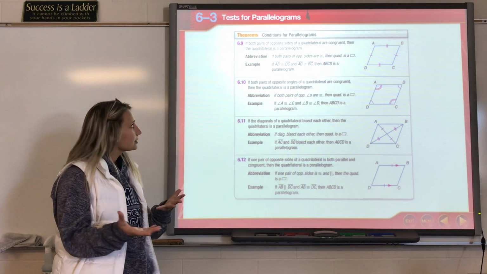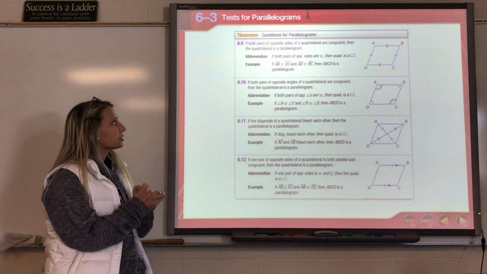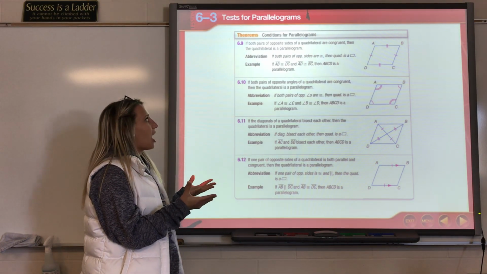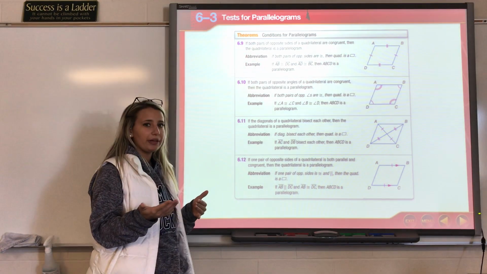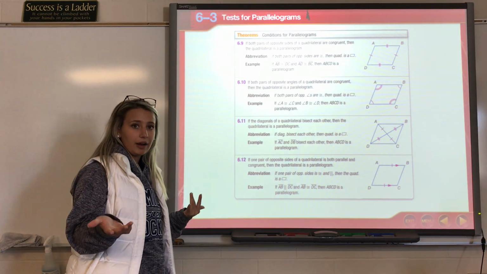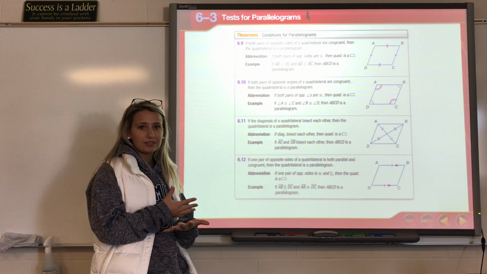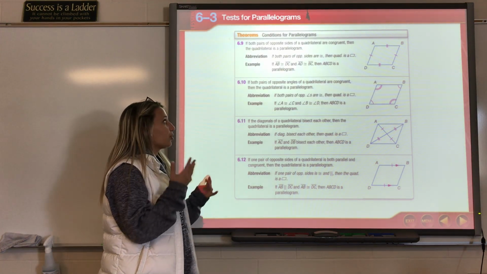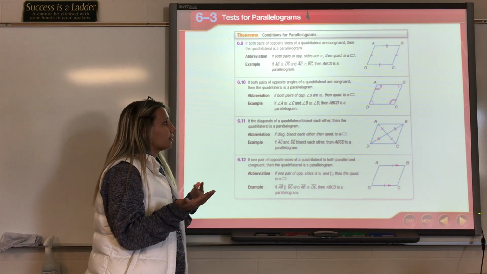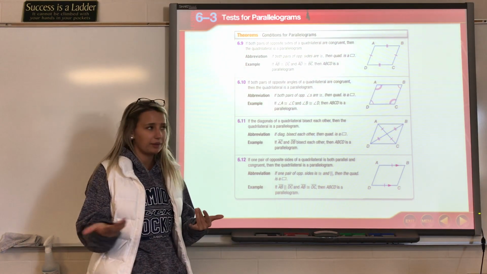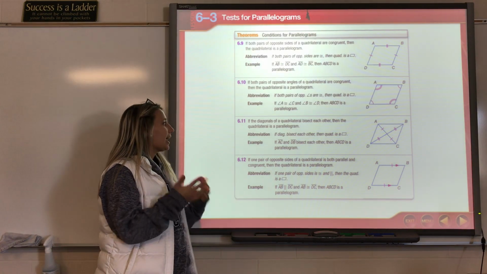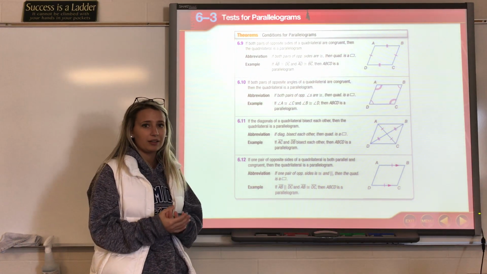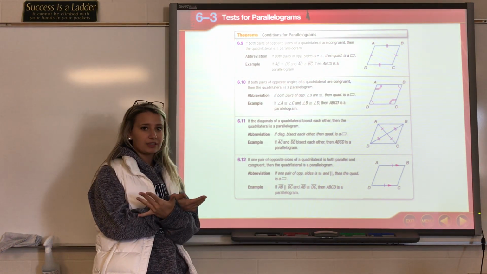So here are some theorems. These are conditions for parallelograms. 6.9 says if both pairs of opposite sides of a quadrilateral are congruent, then the figure is a parallelogram. And that's exactly the converse of something that we already talked about. 6.10 says if both pairs of opposite angles of a quadrilateral are congruent, then it's a parallelogram. 6.11, if the diagonals of a quadrilateral bisect each other, then the quadrilateral is a parallelogram. Just the converse of all these things that we've talked about.